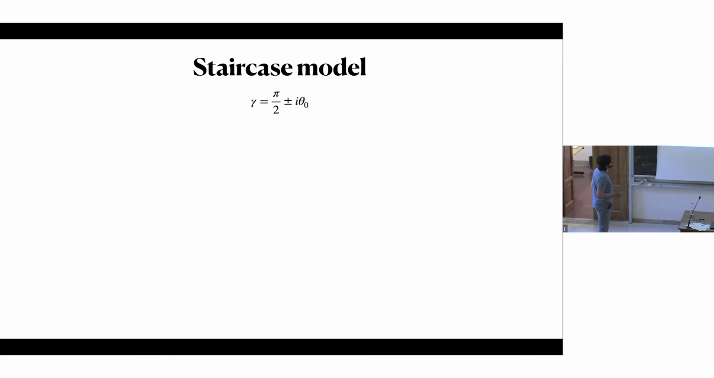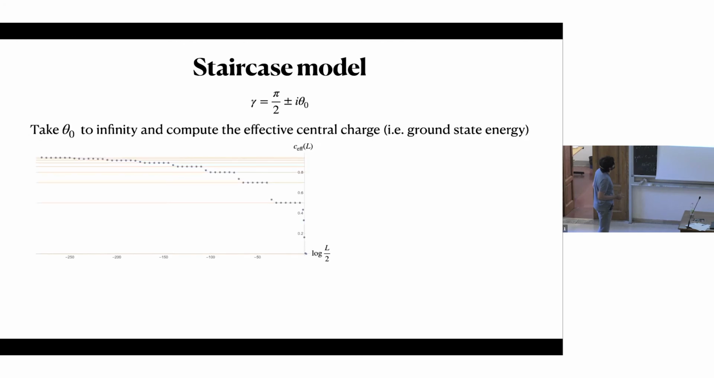Okay, so let's take this gamma analytically continued. And what has been noticed by Zamolodchikov is that, suppose now you take this theta 0 to be very large. So we are taking the complex coupling to a very large value in the complex plane.